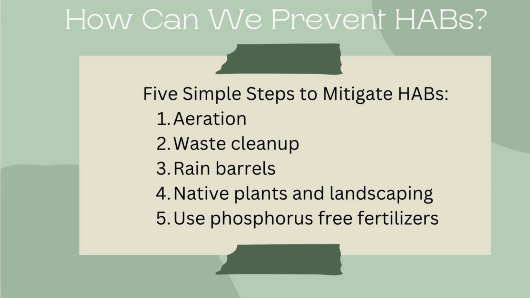And finally, you may be asking yourself, how can I prevent this? Well, there are 5 simple steps you can take on your own to mitigate HABs. The first one is installing aerators in ponds to keep the water flowing and not stagnant. This can prevent the growth of algae. Next, you can pick up pet waste to prevent excess bacteria and nutrients from entering our waterways. You can install rain barrels to collect rain and prevent runoff, which can also be used in your garden for watering. You can introduce native plants and landscaping to collect rainwater.